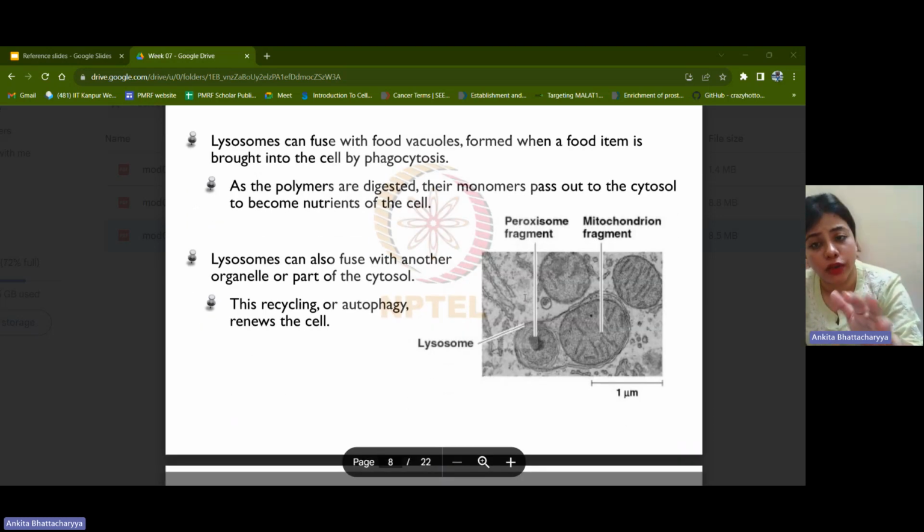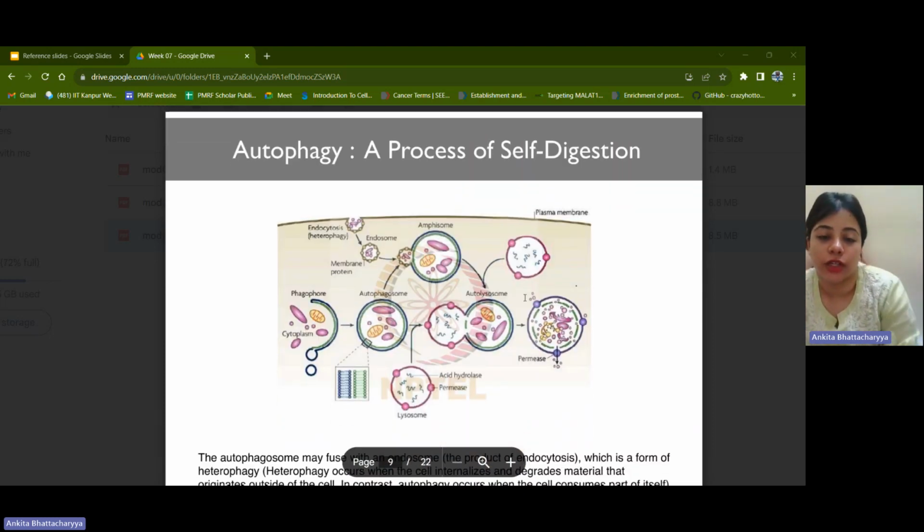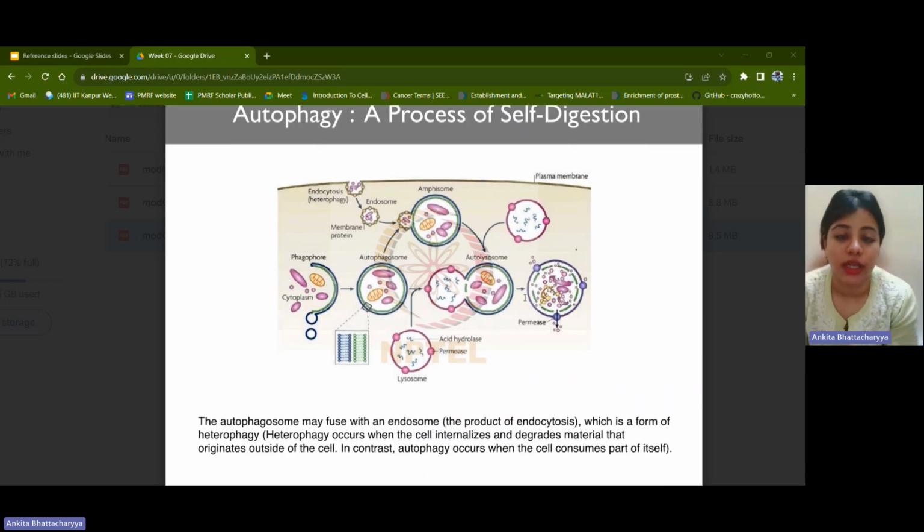So here you see a peroxisomal fragment and a mitochondrial fragment, which are present within the lysosome. That is sort of a snapshot of how autophagy is occurring. So autophagy basically is the process of cell digestion. In that case, the autophagosome can fuse with an endosome, which is the product of endocytosis. And this is a form of heterophagy, when the cell is internalizing and degrading material that is originating outside the cell.